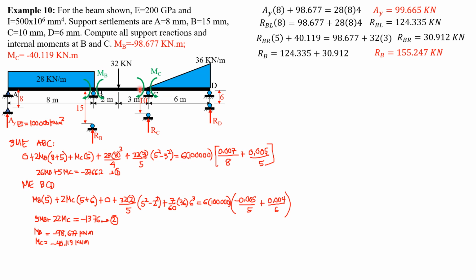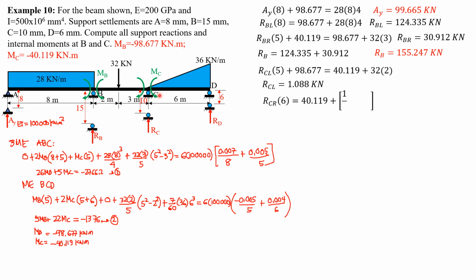We then consider summation moment about B, still BC. So RC left times 5 plus MB, which is 98.677, equals MC, which is 40.119, plus 32 times 2. So RC left is equal to 1.088 kilonewtons. Then considering CD, we call the shear here as RC right. Summation moment D equals 0. RC right times 6 equals MC 40.119 plus 1 half of 6 times 36 times 2, moment of the load. So RC right is equal to 42.686 kilonewtons.